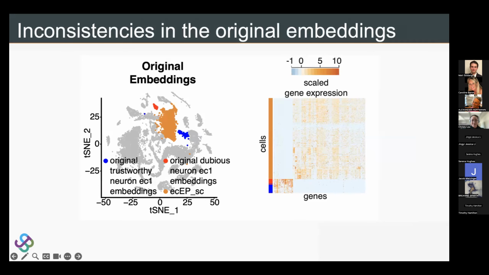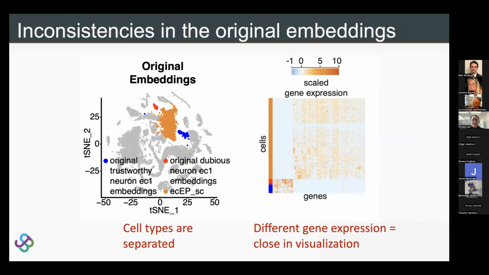We can also look at the orange stem cell cluster, which is between our two neuron EC1 parts. Because of the proximity, we might expect that all three of these clusters should have similar gene expression. But actually, the orange stem cell cluster has totally different gene expression compared to the neuron EC1 cells. So we have two inconsistencies. The first is that the cell types are separated, and the second is that different gene expression is actually very close in the visualization.